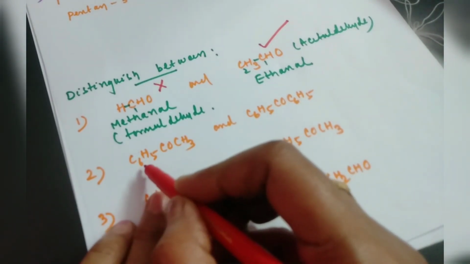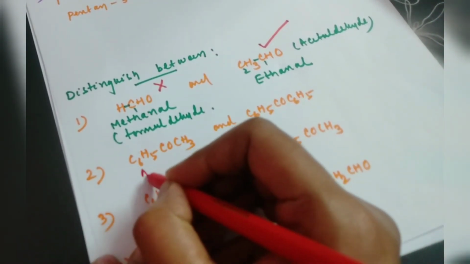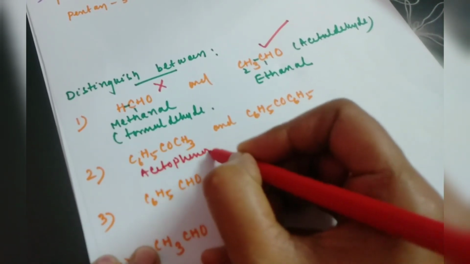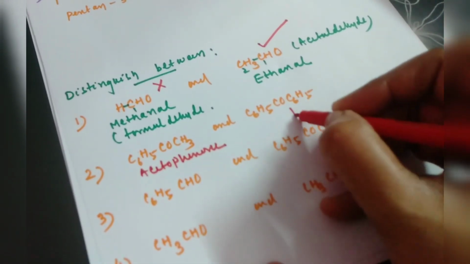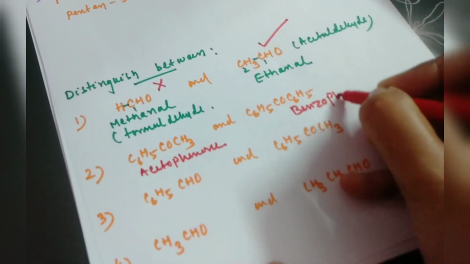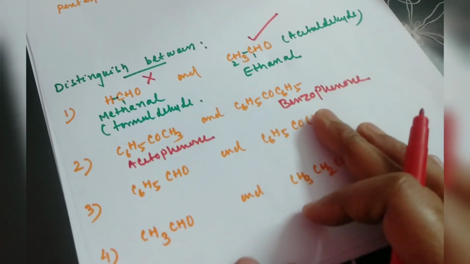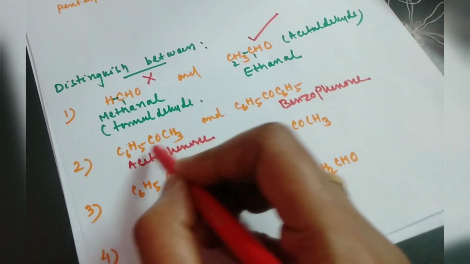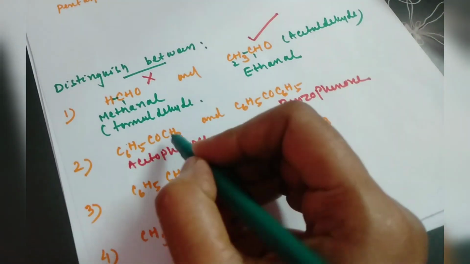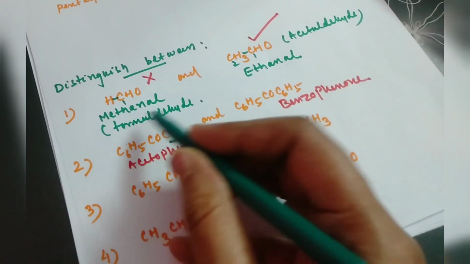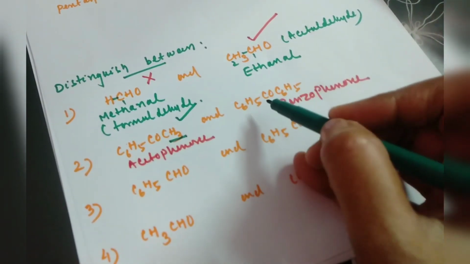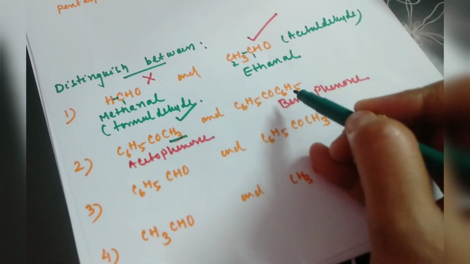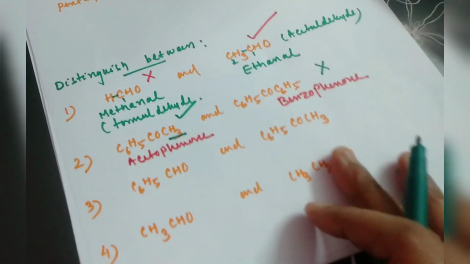Similarly, distinguish between acetophenone and benzophenone. Phenyl group is there, methyl group is there, so acetophenone. And what is the name of this compound? This is your benzophenone. So tell me, which of these two compounds will give the iodoform reaction? See here, here there is a methyl group directly attached to the carbonyl group, that means it will give the iodoform reaction. But here to this carbonyl group only two phenyl groups are attached. There is no methyl group directly attached to this. That means this will not give the iodoform reaction test.